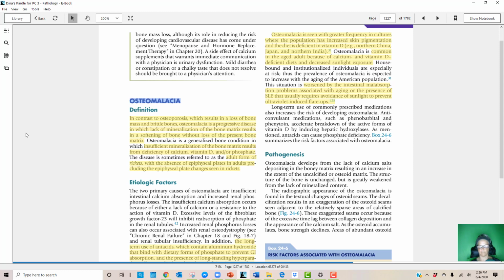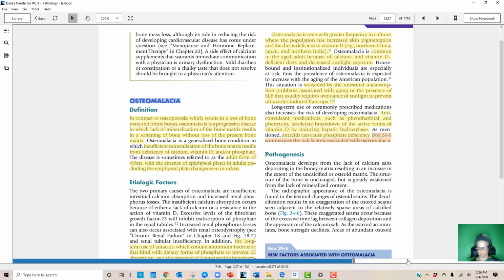Long-term use of commonly prescribed medications also increases the risk of developing osteomalacia. Anticonvulsant medications, such as phenobarbital and phenytoin, accelerate breakdown of the active forms of vitamin D by inducing hepatic hydroxylases. As mentioned, antacids can cause phosphate deficiency. Box 24-6 summarizes the risk factors associated with osteomalacia.